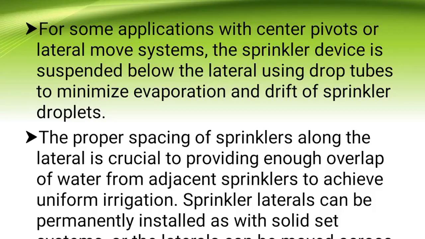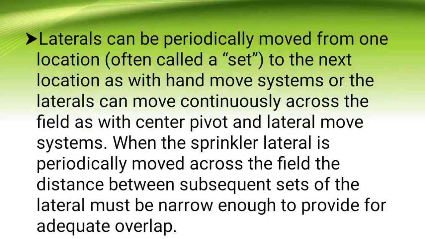The proper spacing of sprinklers along the lateral is crucial to providing enough overlap of water from adjacent sprinklers to achieve uniform irrigation. Laterals can be periodically moved from one location, often called a set, to the next location as with hand move systems, or the laterals can move continuously across the field as with center pivot and lateral move systems. When the sprinkler lateral is periodically moved across the field, the distance between subsequent sets of the lateral must be narrow enough to provide for adequate overlap.